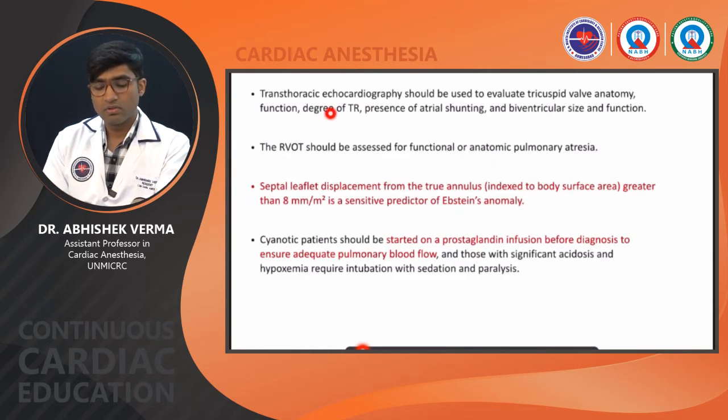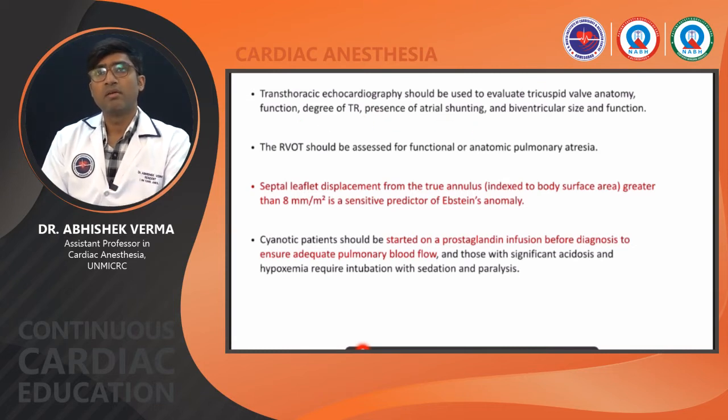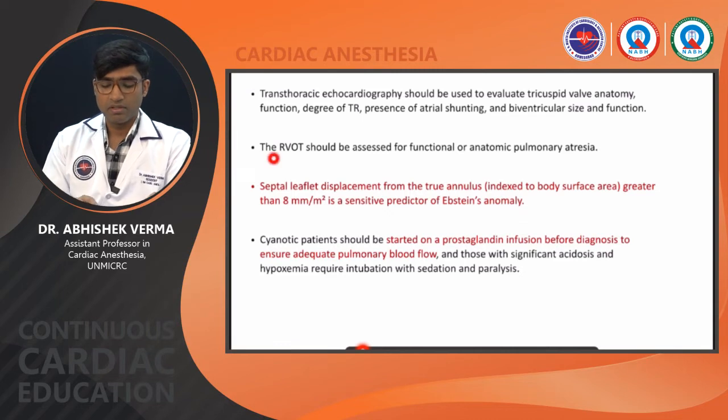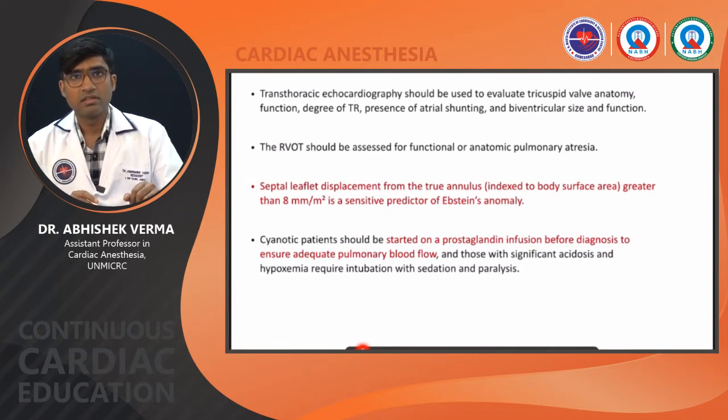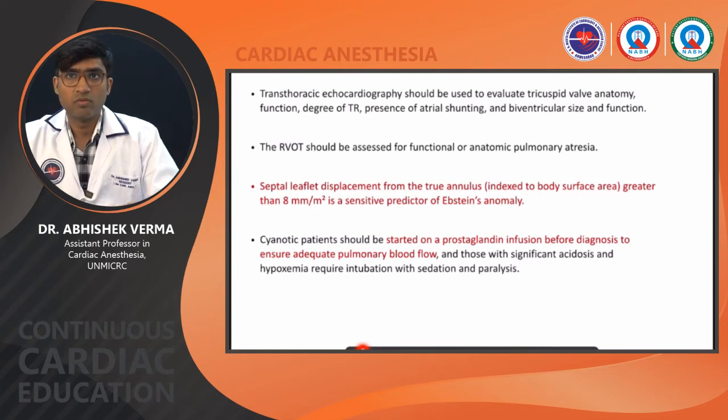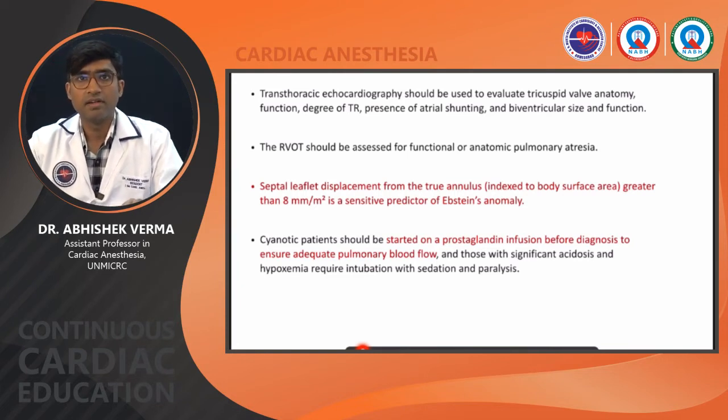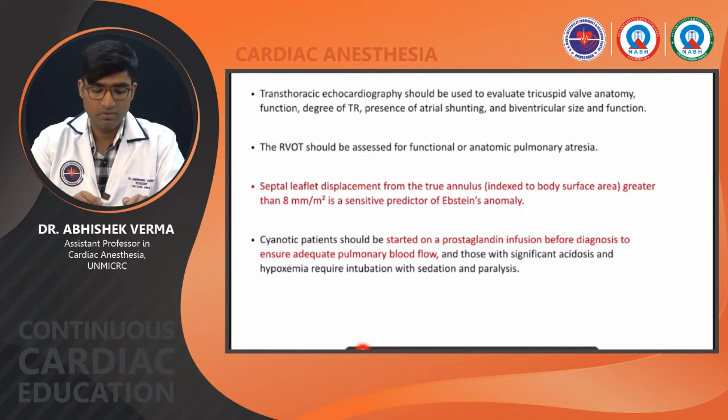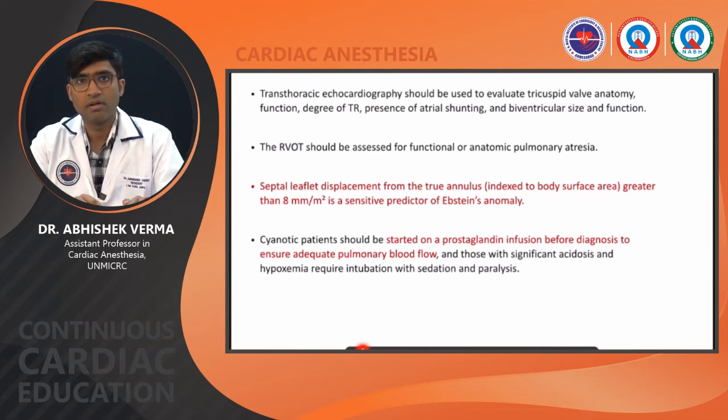Now, transthoracic echo should be used to evaluate the tricuspid valve anatomy, function, degree of TR, presence of atrial shunting, and the biventricular size and function. RVOT should be assessed for functional or anatomic pulmonary atresia. Septal leaflet displacement from the true annulus indexed to body surface area greater than 8 mm per meter squared is a sensitive predictor of Ebstein anomaly. This point is very important: more than 8 mm per meter squared for Ebstein anomaly.